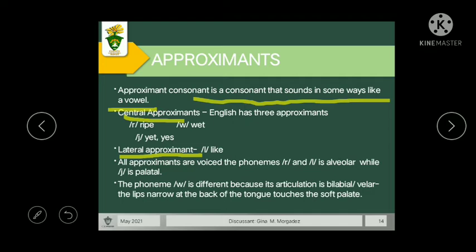Why is it bilabial velar? Because as the sound is articulated, the lips narrow and the back of the tongue touches the soft palate, as in wet. So we have central approximants, the r, the y, and the w, and the lateral approximant l. All approximants are voiced. The phonemes r and l are alveolar, while y is palatal. The phoneme w is different because again its articulation is bilabial velar. The lips narrow and the back of the tongue touches the soft palate.